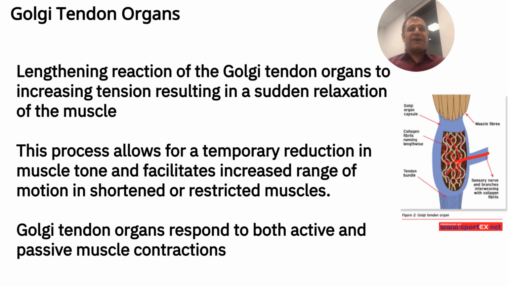The application of muscle energy techniques involves isometric contractions followed by postisometric relaxation, which capitalizes on the inhibitory feedback from the Golgi tendon organs. This process allows for a temporary reduction in muscle tone and facilitates increased range of motion in shortened or restricted muscles. Research has shown that muscle energy techniques can improve local circulation, enhance lymphatic drainage, and positively influence both static and dynamic postures due to their effects on proprioceptive pathways.